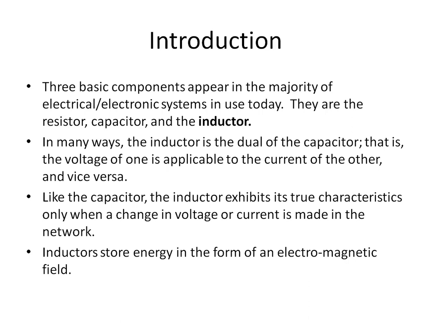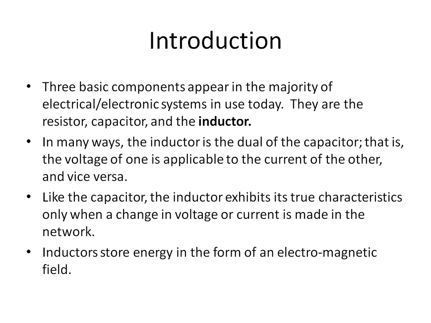The three basic components appear in the majority of electronic systems that are in use today. They are the resistor, the capacitor, and the inductor. In many ways, the inductor is the dual of the capacitor. That is, the voltage of one is applicable to the current of the other and vice versa. In other words, we can also view the inductor as the complement of the capacitor.